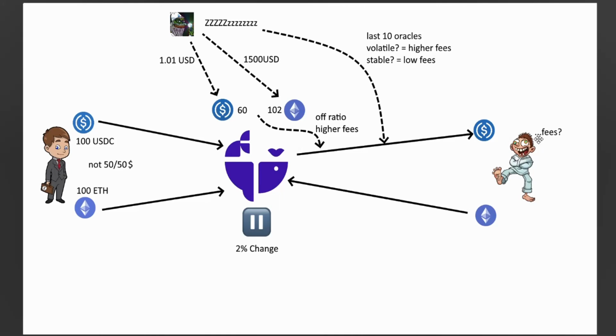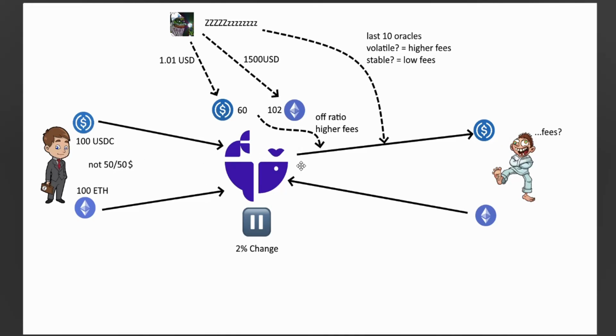Now, Boosted Bill wants to know how much does he have to pay for this service? What are the fees? Okay, so there are two kinds of adjustments to the fees. The first one is the price oracle. So the last 10 oracles, if they are deemed to be volatile, then the fees will go up. If they're deemed to be pretty stable, then the fees go down. The second part of the fee formula takes into account the ratio, based on the change.